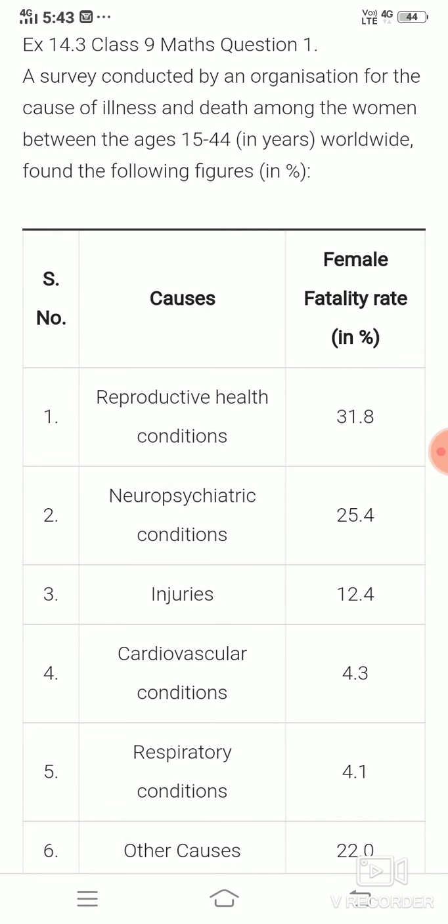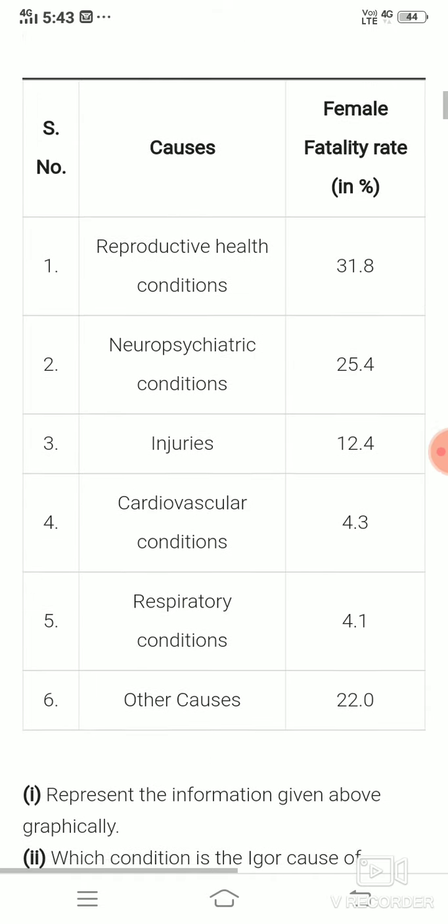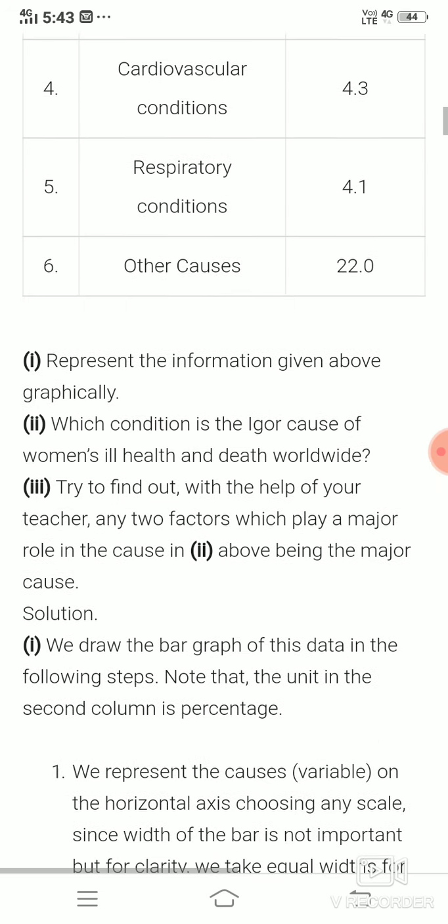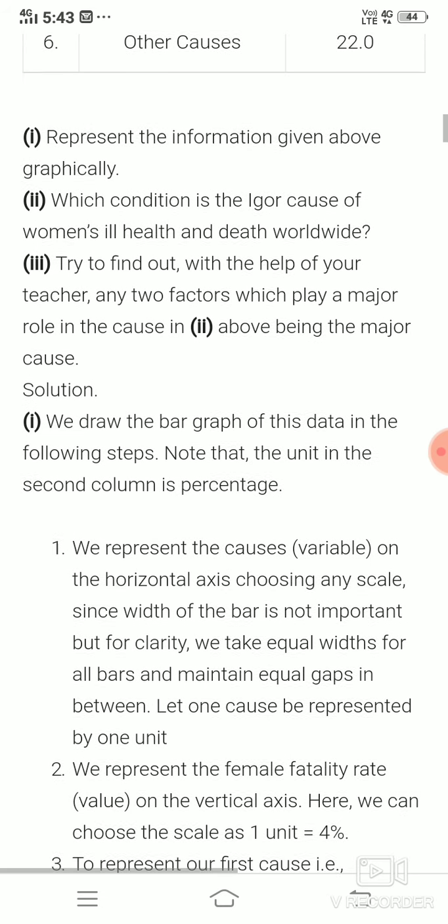Students, now we are going to discuss exercise 14.3, first problem. The survey data is given in table form: serial number, causes, and female fertility rate in percentage. We are going to draw this graphically, and second, using this graph we need to give the analysis. So for that we need to draw the bar graph.